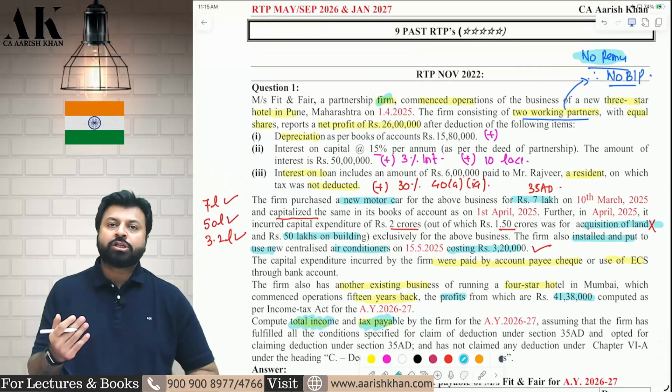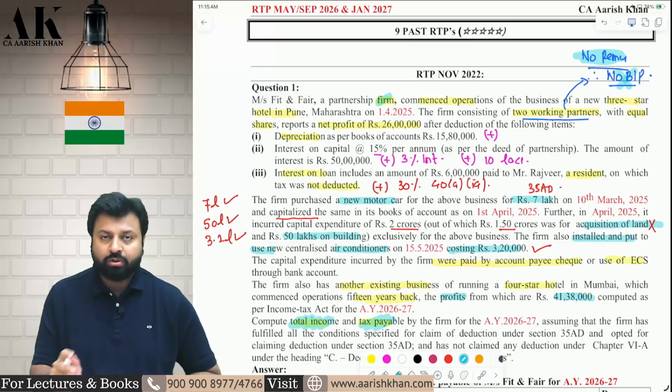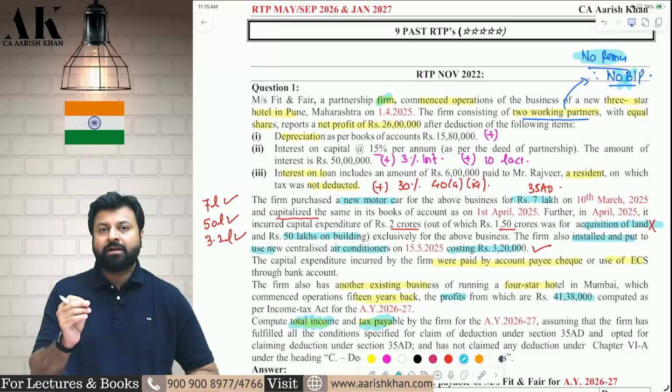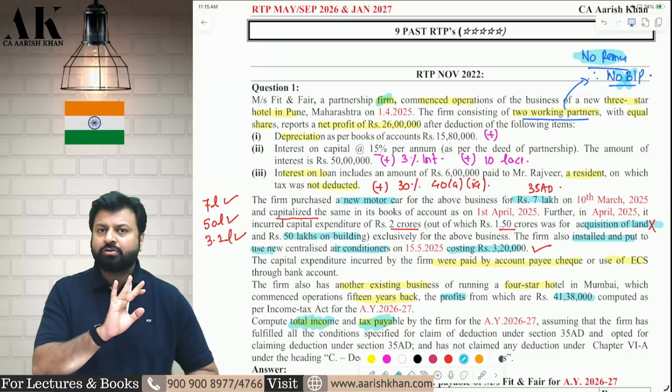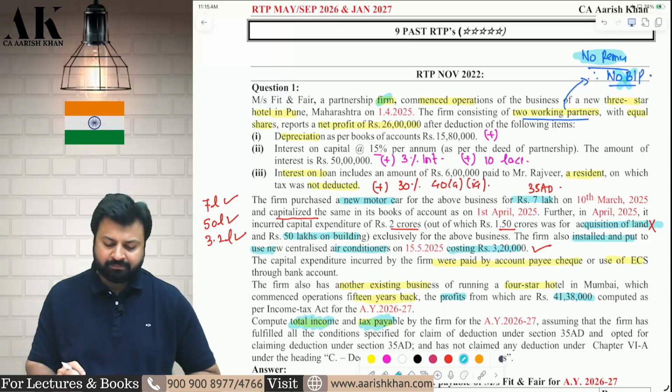Therefore, because remuneration is not given in the question, there is no need to compute any book profit. Otherwise, in a partnership firm question, you have to first compute book profit, then compute remuneration, and then compute total income. In this question, no remuneration, therefore no book profit. Directly compute total income. Let's compute the total income.